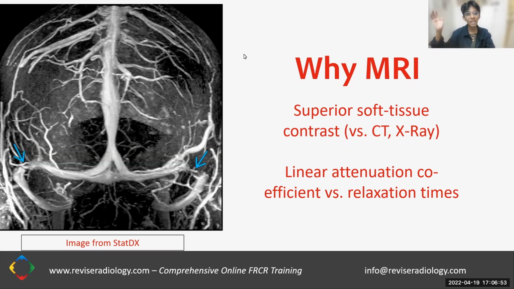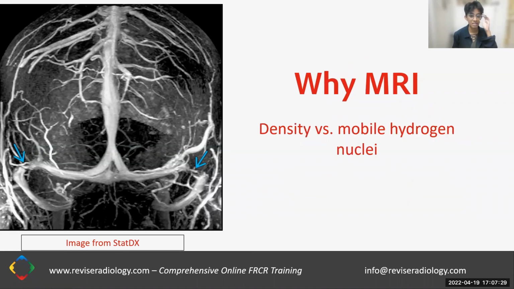And so because we're looking at a completely different parameter, this method of imaging will give us much better contrast in certain situations. For example, MRI gives us superior soft tissue contrast as opposed to CT and X-ray. And the reason for this is that the relaxation time factor is different, is greater. The gap between the two is greater in MRI when we're looking at relaxation times versus when we're looking at the linear attenuation coefficient. So that's one reason why we will choose MRI for some kinds of studies.